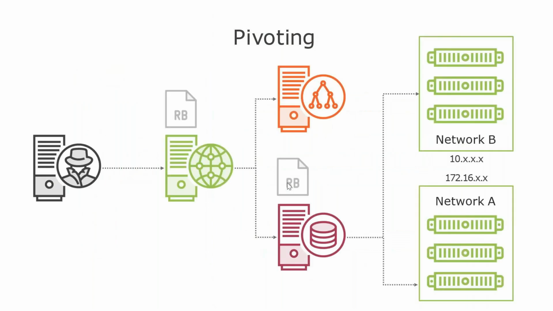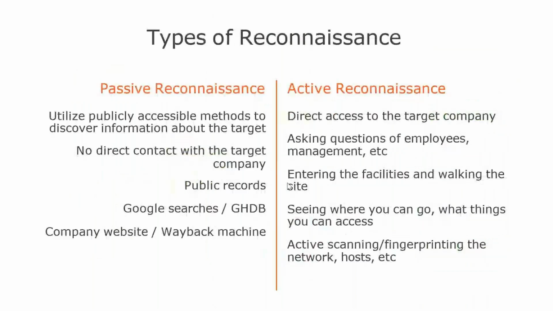This is the diagram for pivoting attack. Types of reconnaissance: passive reconnaissance and active reconnaissance. You utilize publicly accessible methods to discover information about the target. That's called passive, whereas in active, there is direct access to the target company.